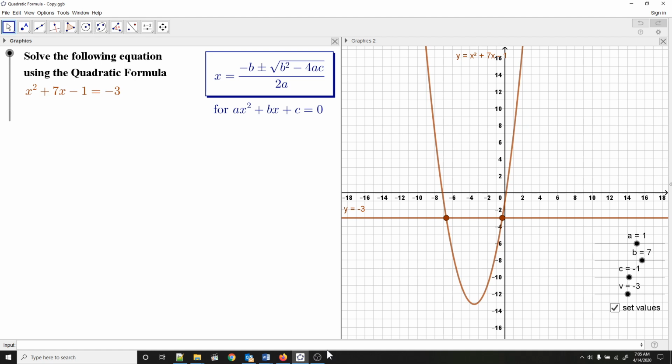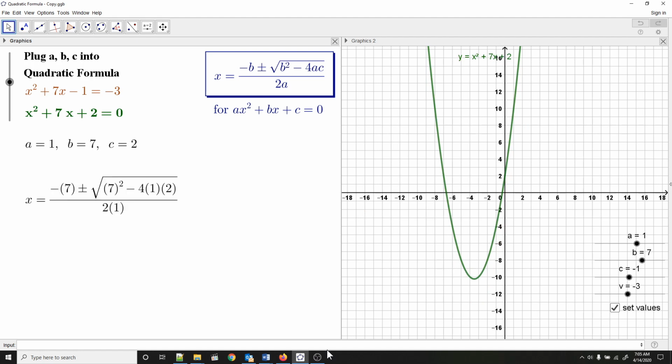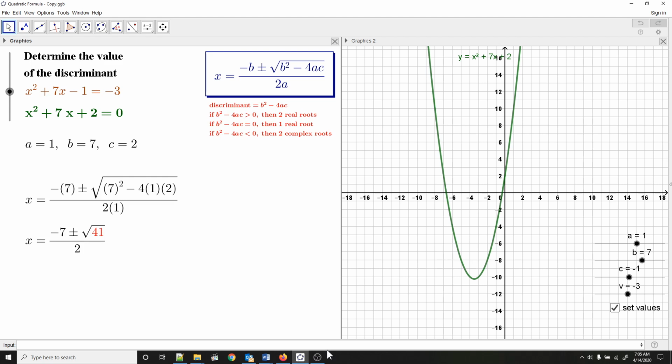Let's analyze x squared plus 7x minus 1 equal to negative 3. The quadratic expression does not equal 0, so we'll need to add 3 to both sides, and now use the values of a equals 1, b equals 7, and c equals 2 in our quadratic formula, and that work is shown below. As we simplify the numerator into negative 7 plus or minus radical 41 all over 2, remember that our discriminant is a positive 41, and therefore will produce 2 real roots.